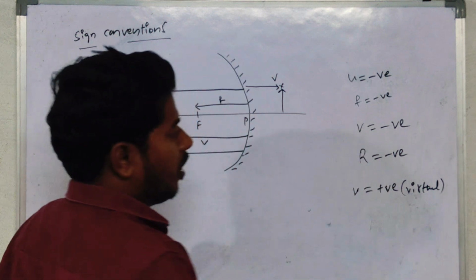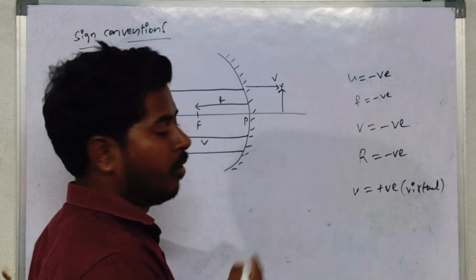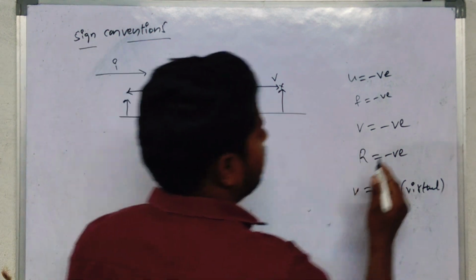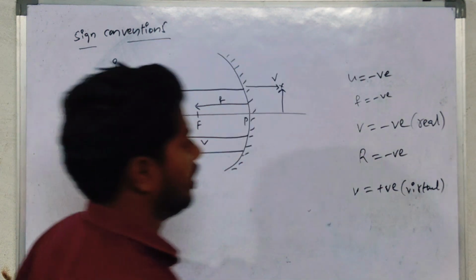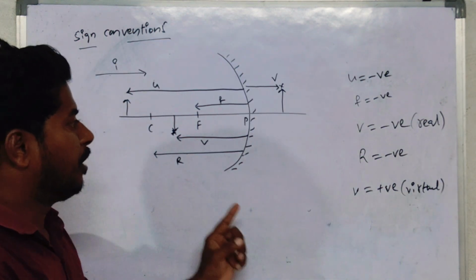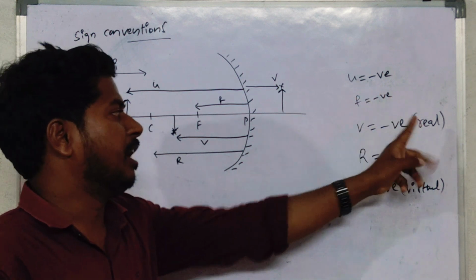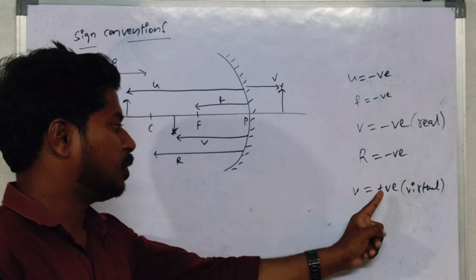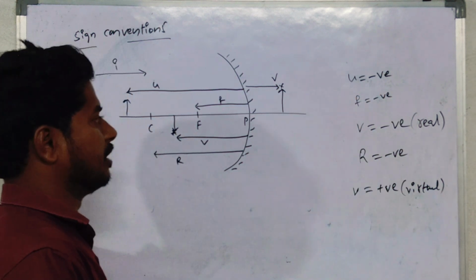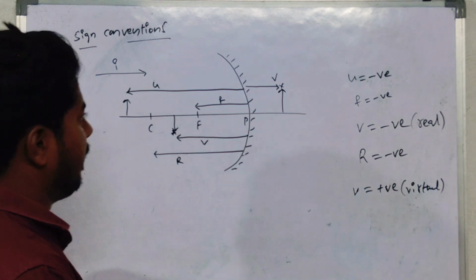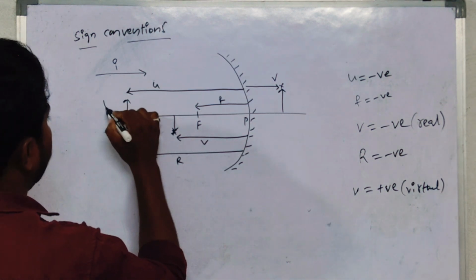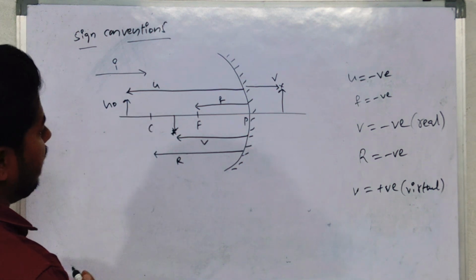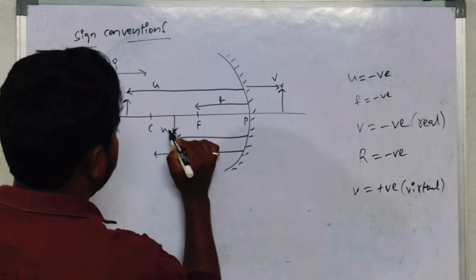So image distance is negative when the image is real. So we have to take negative for real images and positive for virtual images. Next, the height of the object is h0 and the height of the image is hi.